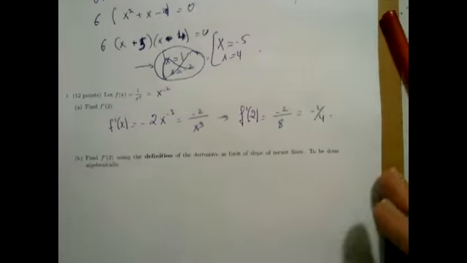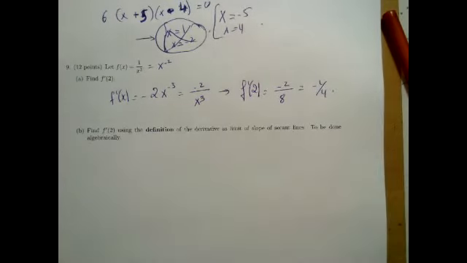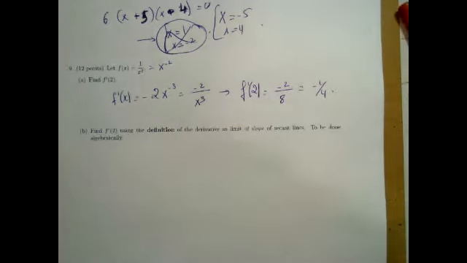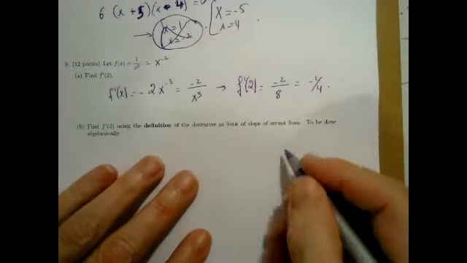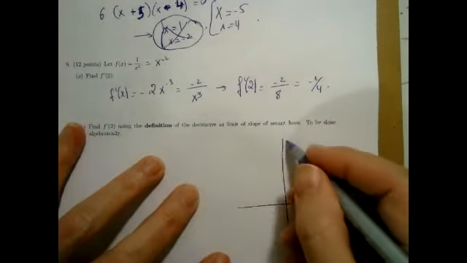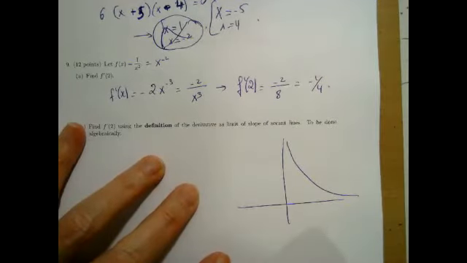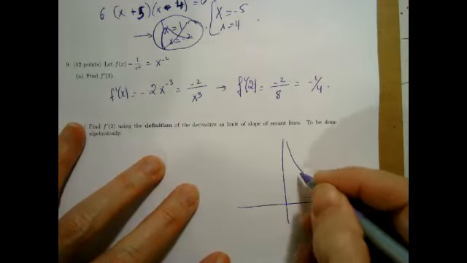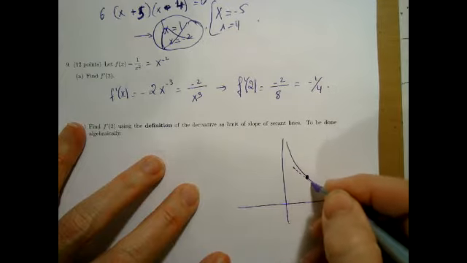Now, the second part, and this is to remind you, I wanted you to find the derivative, but again using the definition as the limit of the slope of secant lines. Because remember, the way we defined the derivative was like this. Suppose you have the function 1 over x squared. This is its graph. That's the point 1.